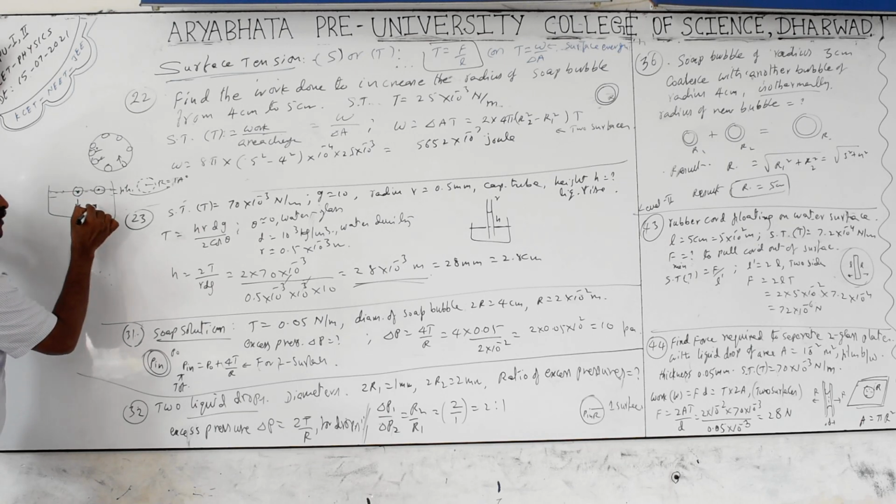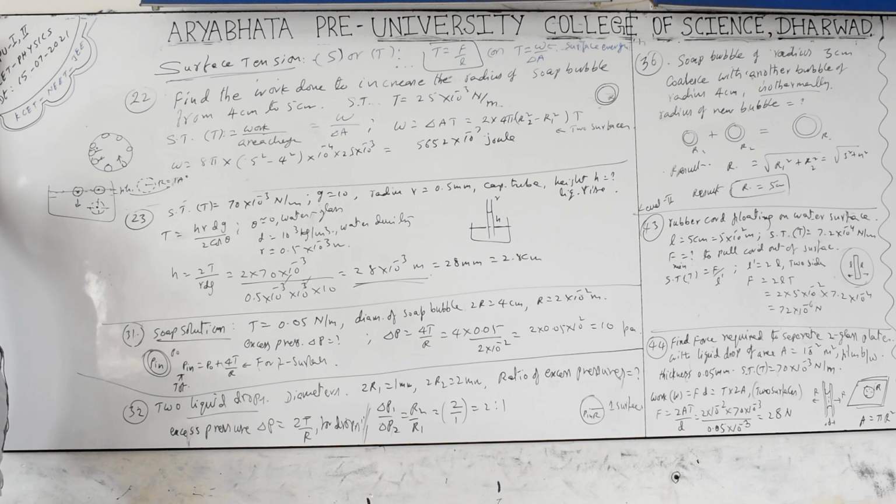Experience force downwards. Molecules inside the liquid are surrounded by other molecules in all directions. An equal number on the left, right, top, and bottom. So the resultant force is 0. So molecules inside the liquid do not try to move.